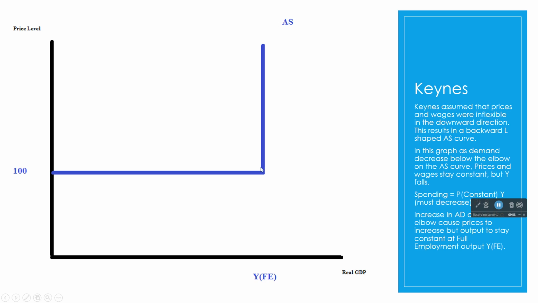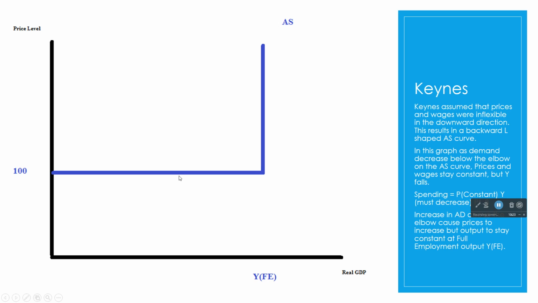Now, Keynes assumed that prices and wages were inflexible in the downward direction. So prices can go up, but they can't go down. They can't go below this 100 price level. Okay, I call it the Weeble Wobbles assumption. Weebles wobble, but they don't fall down. Well, here, prices can go up, but they can't go down. So they can't go below 100, but they can go above it.